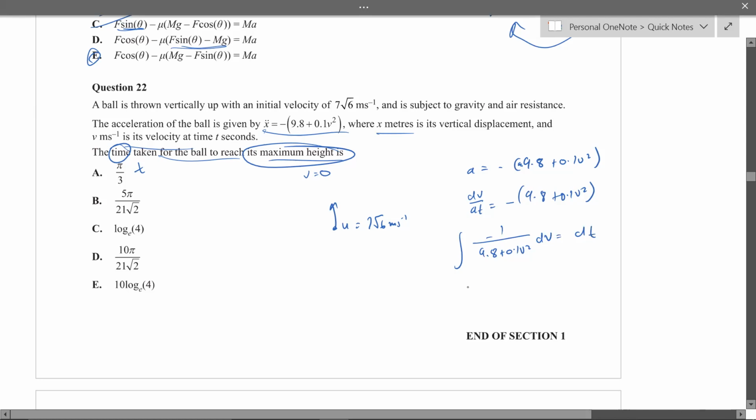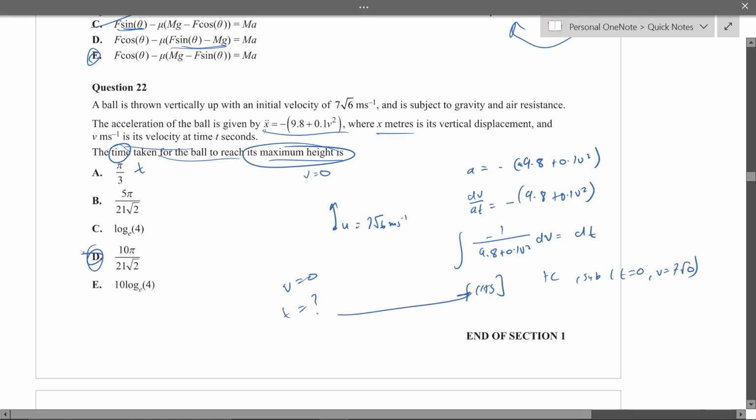And you could put that into your CAS and then add a c and then sub 0 when t equals 0, v equals 7√6, and then you'll get an equation of t in terms of v. And then you want to rearrange that to find v in terms of t. Well, it doesn't really matter because you could just sub v equals 0 anyway, and then just solve for t using the equation from here.